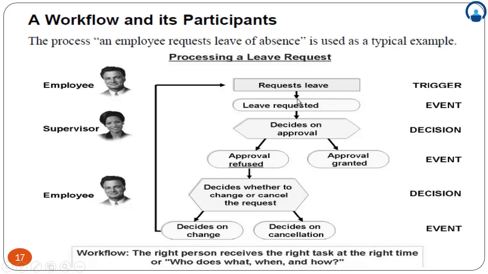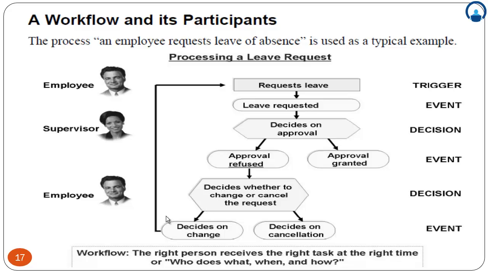Next, the leave is requested and it goes to his supervisor. Now the supervisor has the responsibility of either approving or refusing the request. If the supervisor approves the request, which is approval granted, the employee goes on leave. If the supervisor refuses the request, then again the control goes back to the employee, who has to decide whether to cancel his request for leave or to change the dates or the period for which he is going on leave.